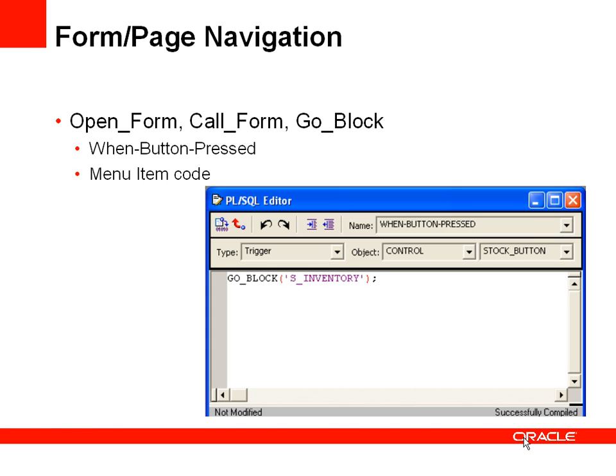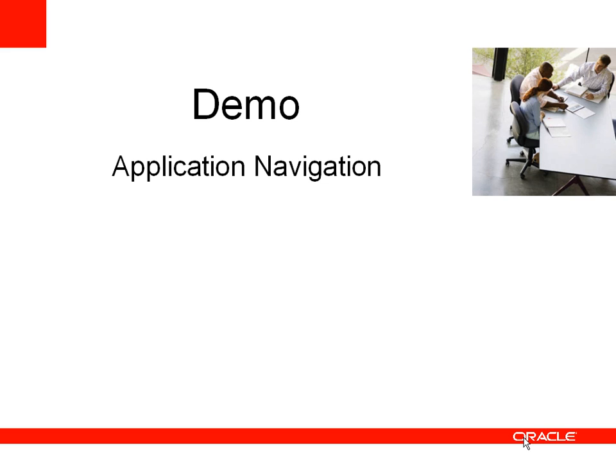So once we'd had our business service developed and implemented validation, lists, etc., we then looked at the form navigation. Typically in the Forms application this involved writing code to do open form, call form, or any of the navigation such as go block, and these were often placed in when button pressed or item triggers. To implement that same functionality in ADF actually involved pretty much a codeless solution using the ADF controller. Let's have a look at how we developed this in the ADF application.